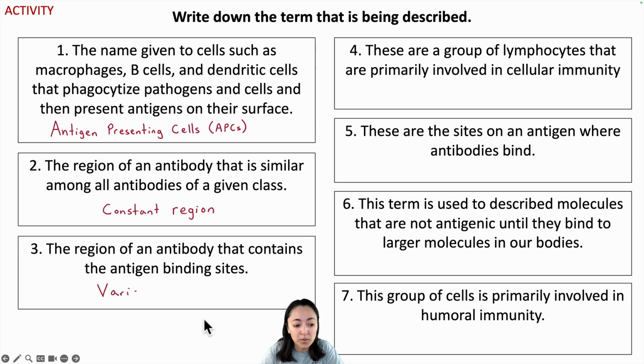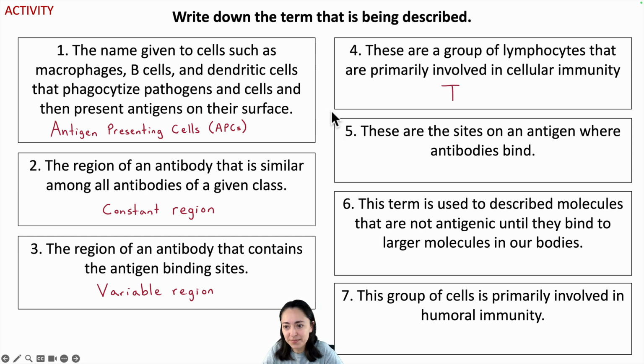That would be the variable region. The variable region is called variable because it differs between different antibodies, and each type of antibody will be able to bind to a specific type of epitope or specific region of an antigen.